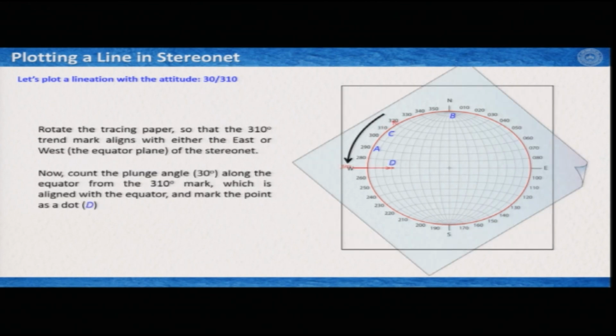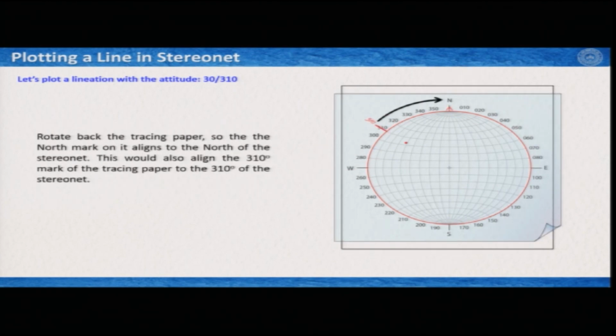Now, you have to rotate the tracing paper in such a way that this 310 degree trend mark aligns with either the east or west side of the Stereonet along the equatorial plane. Once it is done, you count the plunge angle, which is 30 degrees, along the equator from the 310 degree mark, which is aligned with the equator, and mark the point as D. In this Stereonet at the bottom, each grid is 10 degrees. So, here we count 10, 20, 30 and we arrive at this point D.